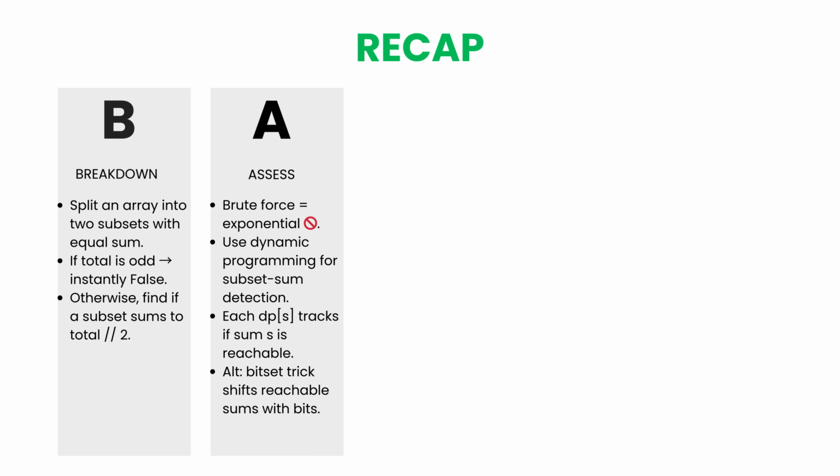Assess recap. We compared approaches and saw why brute force fails. Backtracking grows exponentially and becomes unmanageable very quickly. Dynamic programming, on the other hand, gives us structure and efficiency. By tracking which sums are reachable as we process each number, we convert the problem into a predictable O of n times target solution. There is also a bit set trick that accomplishes the same idea using fast bit shifts.